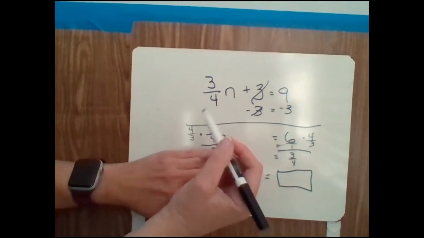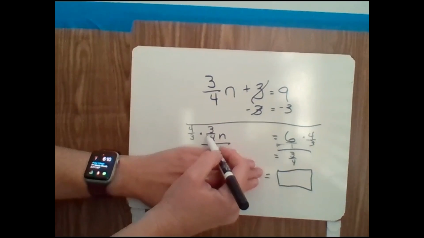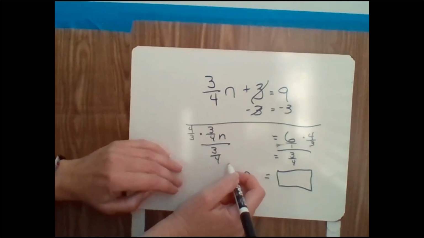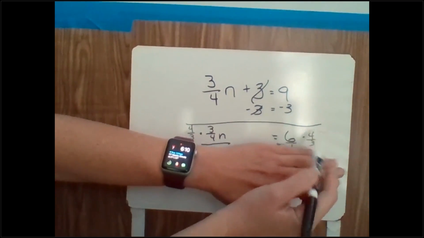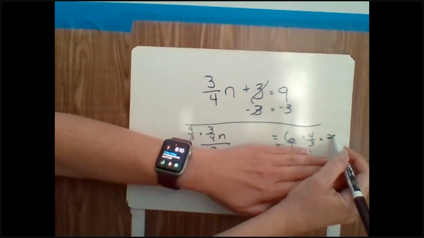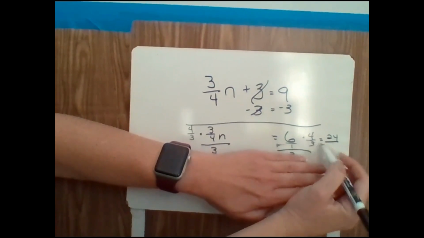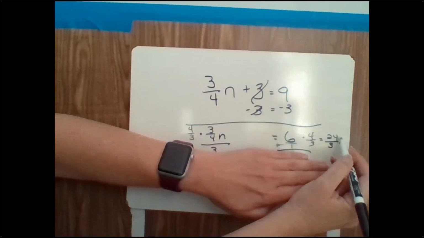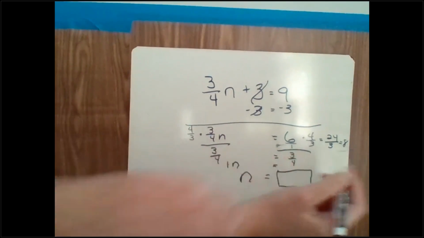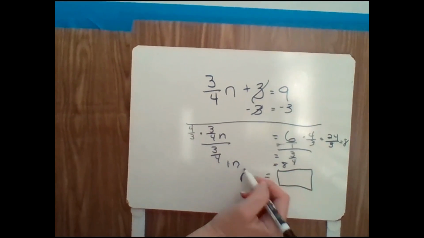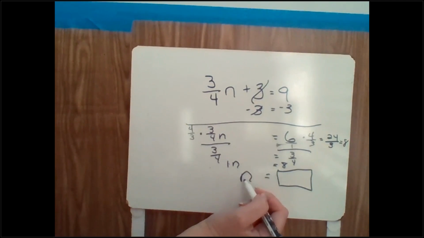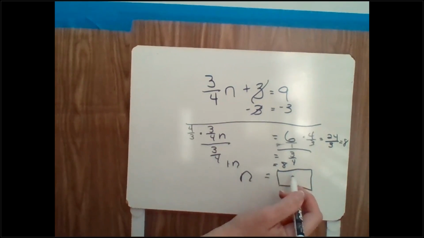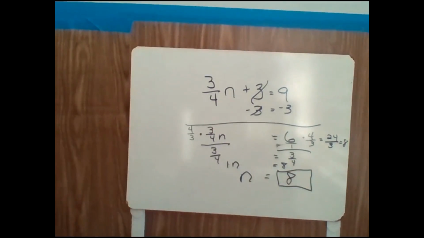Okay, let's go back and simplify now. 4/3 times 3/4 is just going to equal 1n. That equals 6 times 4, which is 24, over 1 times 3, which is 3. 24 divided by 3 equals 8. So 1n equals 8. Of course, we don't have to write that 1. You almost never see that in algebra. We know that's the same thing as n equals 8.